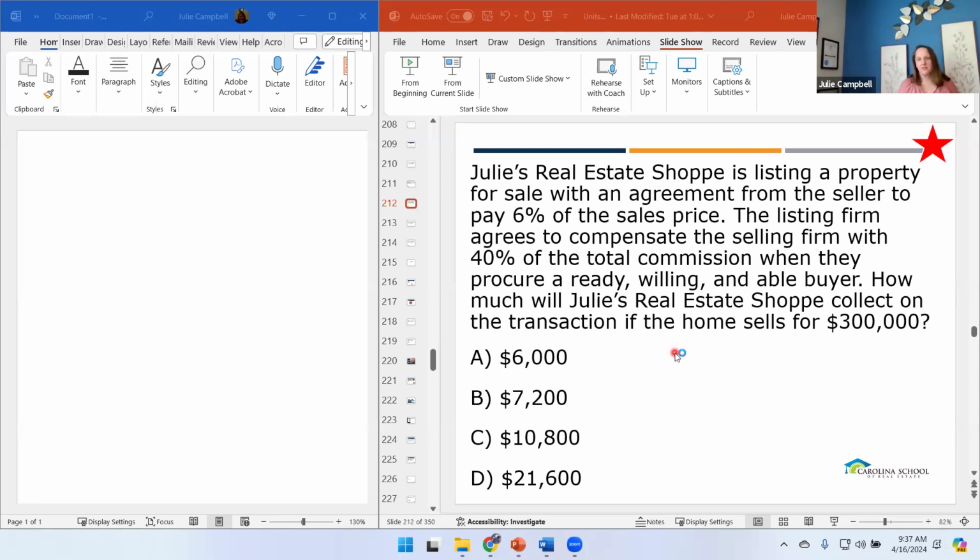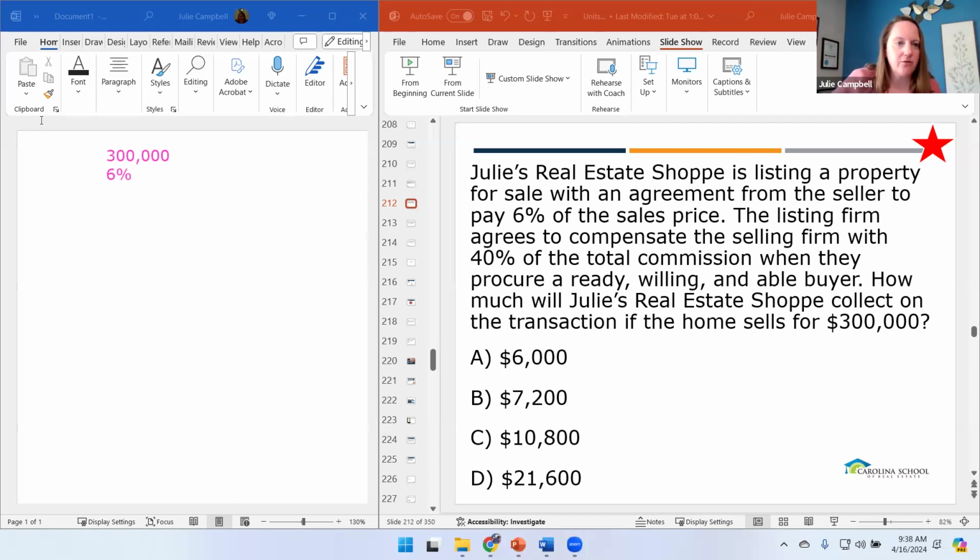So let's see what we got with this one. Julie's Real Estate Shop is listing a property for sale with an agreement from the seller to pay 6% of the sales price. The listing firm agrees to compensate the selling firm with 40% of the total commission when they procure that ready, willing, and able buyer. How much will Julie's Real Estate Shop collect on a transaction if the home sells for $300,000? So again, the first thing I suggest is take the words of the problem and turn it into your map.